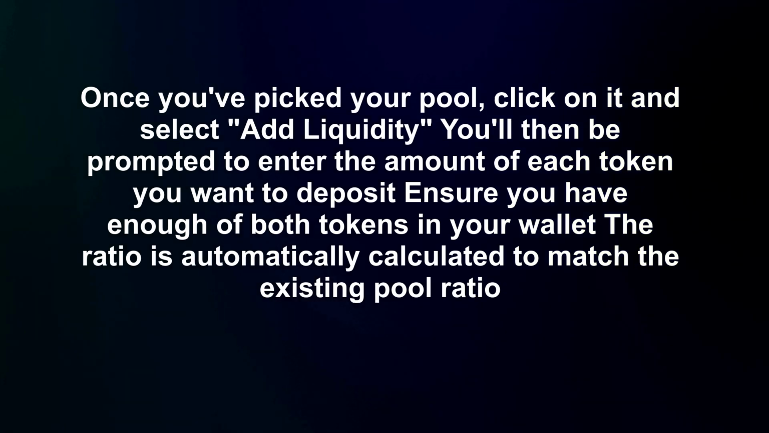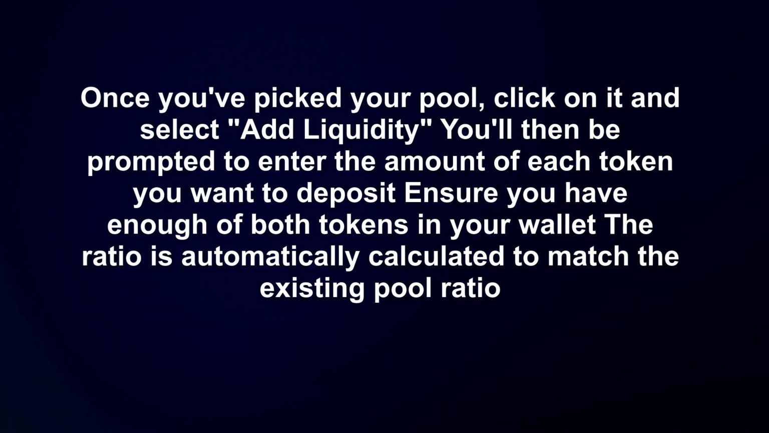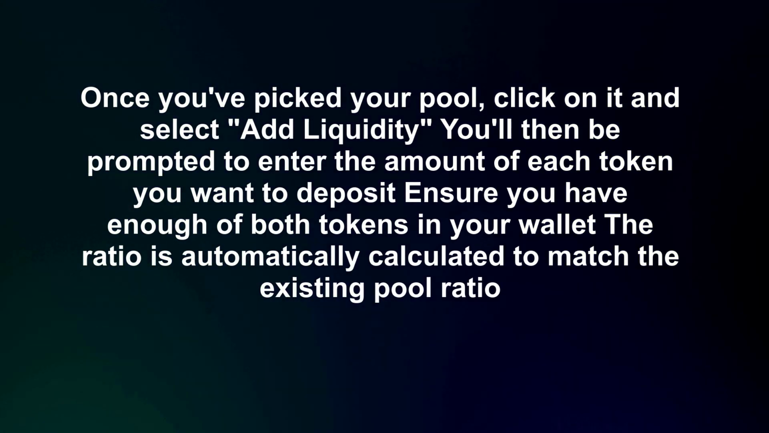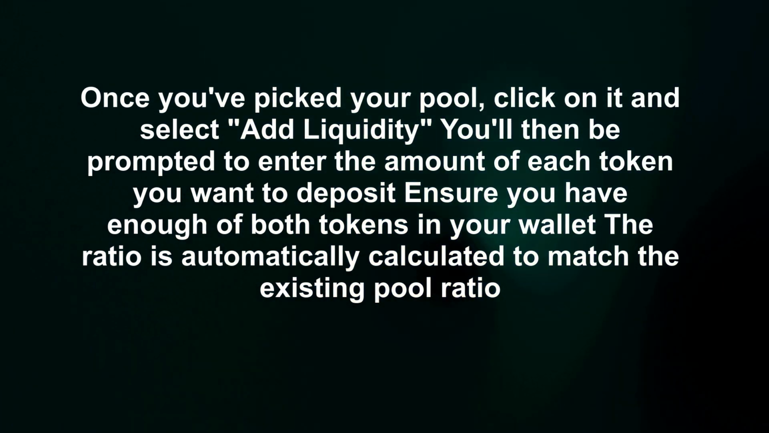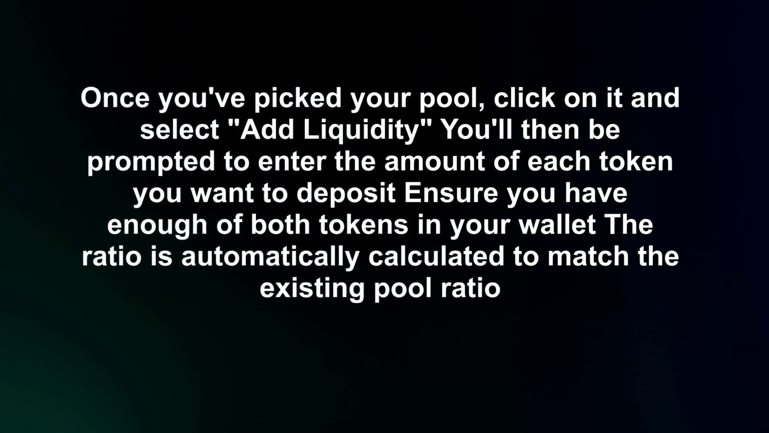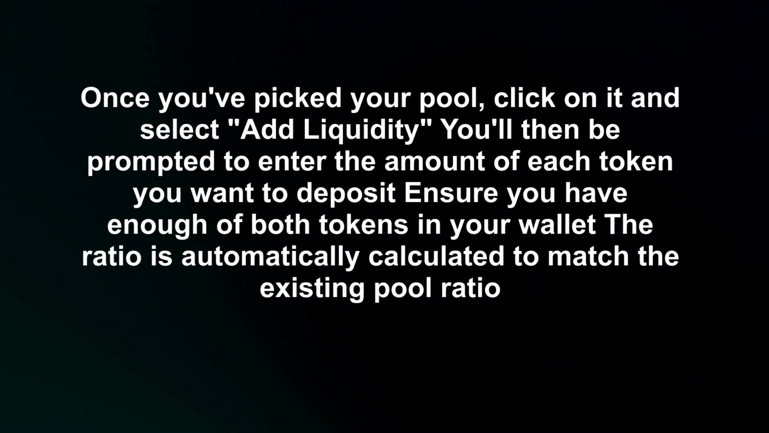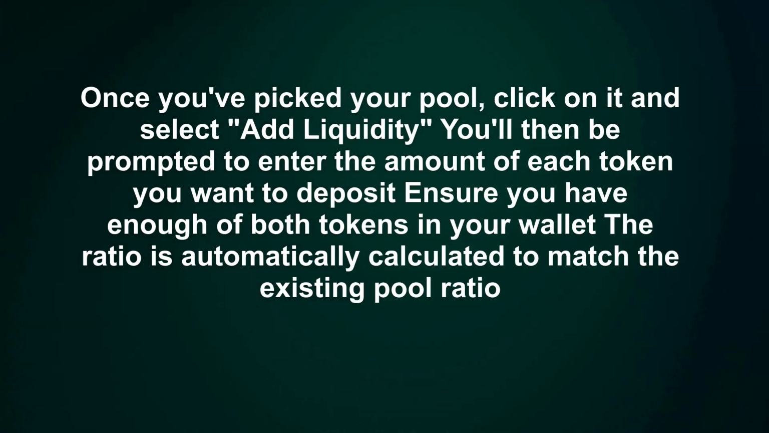Once you've picked your pool, click on it and select Add Liquidity. You'll then be prompted to enter the amount of each token you want to deposit. Ensure you have enough of both tokens in your wallet. The ratio is automatically calculated to match the existing pool ratio.